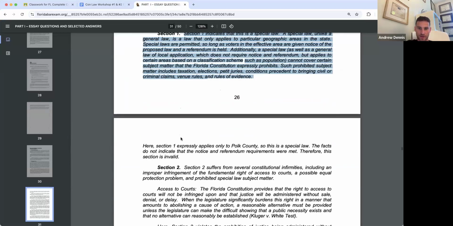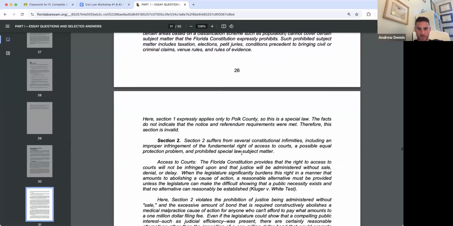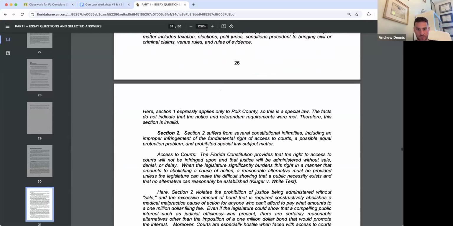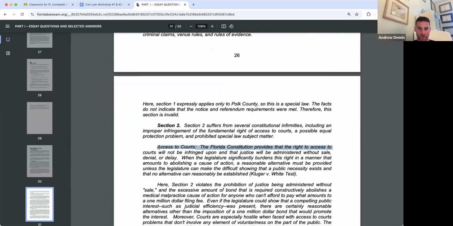All right. Here, it's a special law. There's no notice that there was a referendum, but we would make an assumption. Section 2 suffers from several constitutional infirmities, including an improper infringement on the fundamental right of access to courts. Access to courts comes up a good amount. Equal protection comes up on almost every essay, and prohibited subject matter law. So let's talk about access to courts.